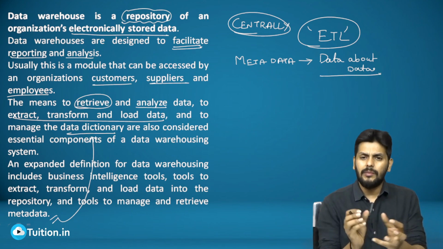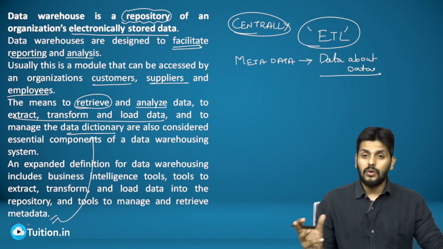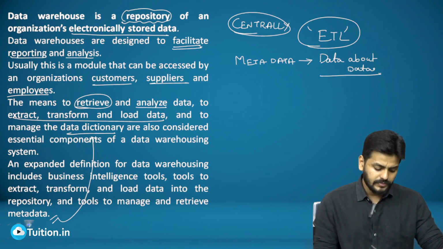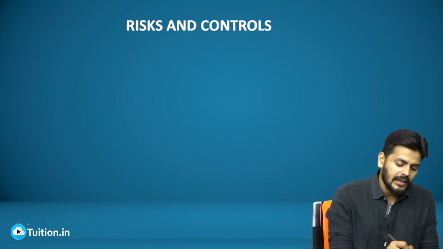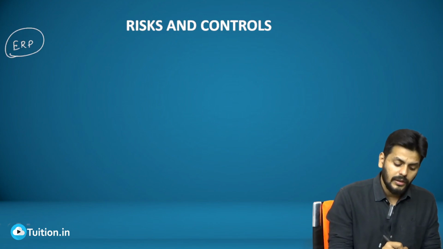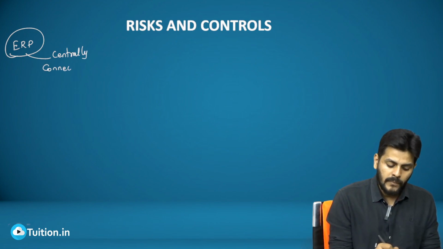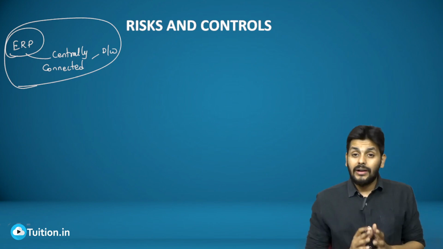That's a small piece of definition that you need to understand, because ERP is now connected to the central data warehouse, because all the data that is there in the ERP will be maintained there only. So you know what exactly the ERP is. It is an integrated system which is centrally connected to the data warehouse. This is a small piece of understanding that you want to have about ERP.